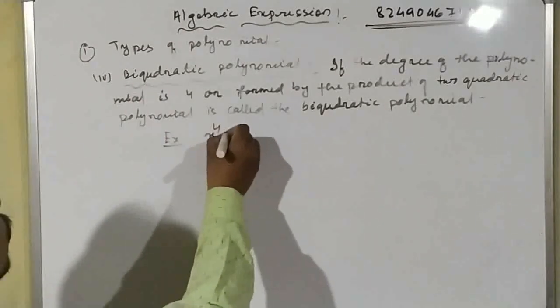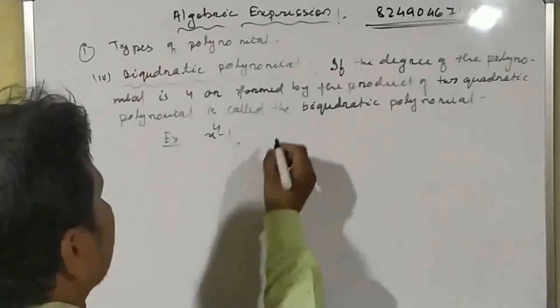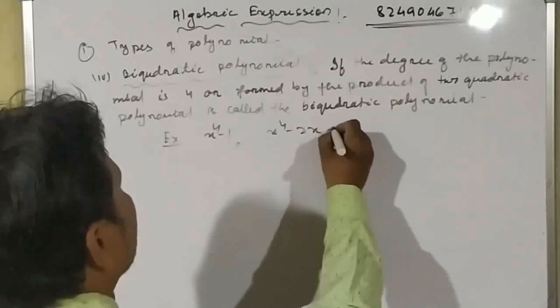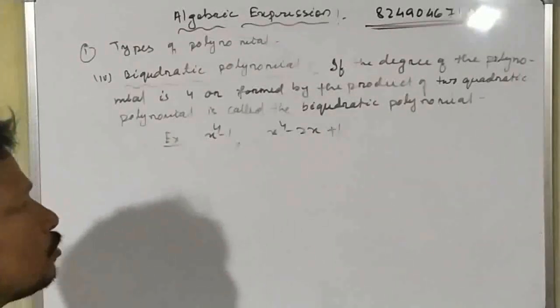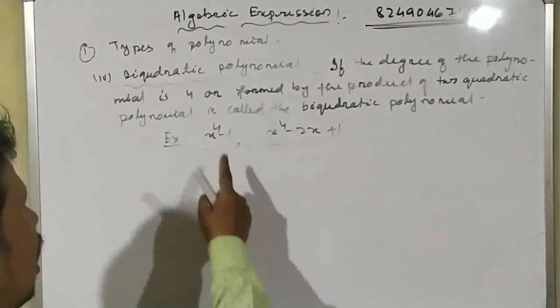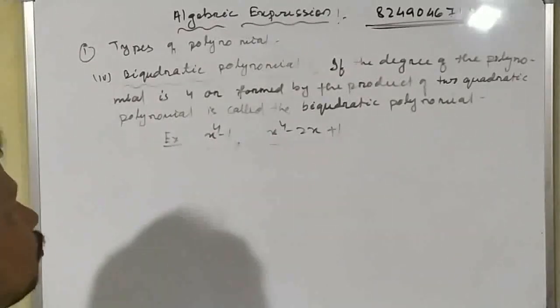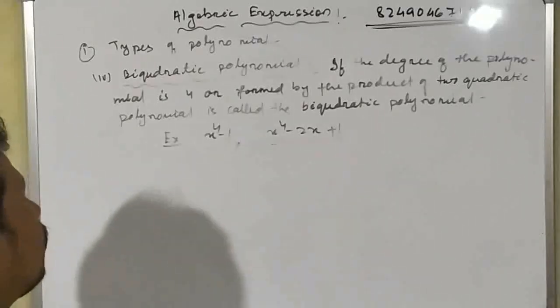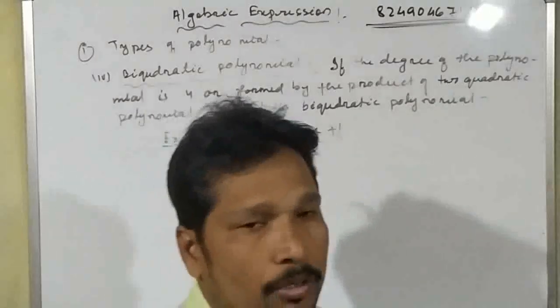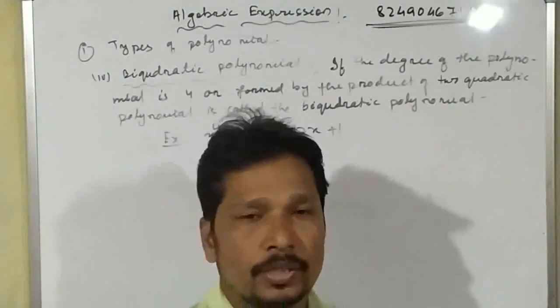suppose x to the power 4 minus 2x plus 1. Okay, student. So these are known as biquadratic polynomials. Because what is the highest power? The highest power is 4. That's why the degree of this polynomial is 4. So we can say that this is a biquadratic polynomial. Okay, student.